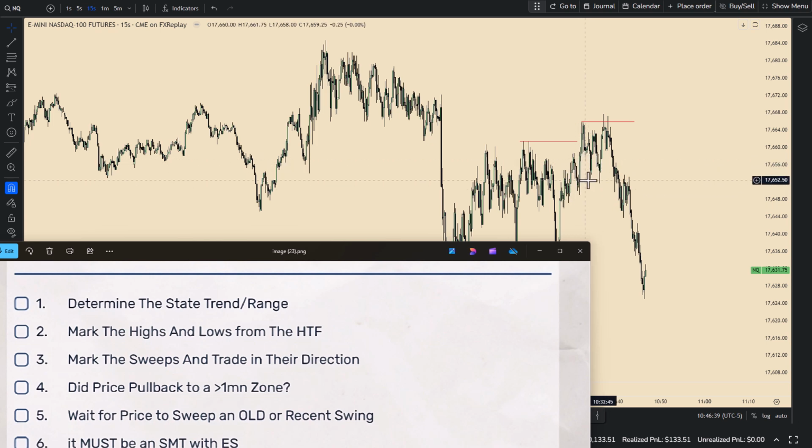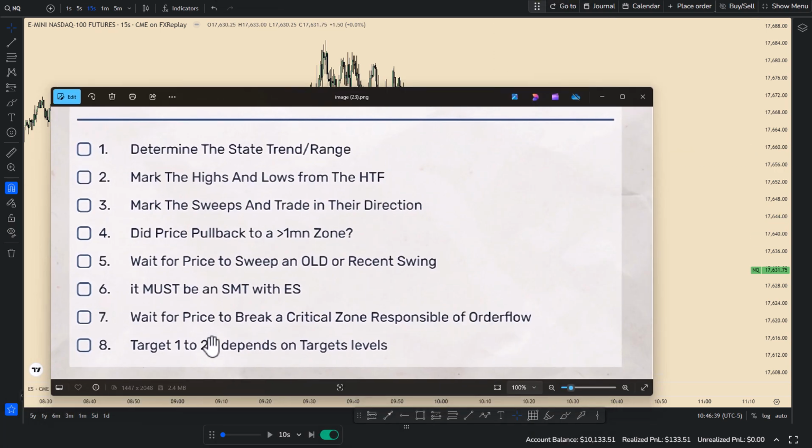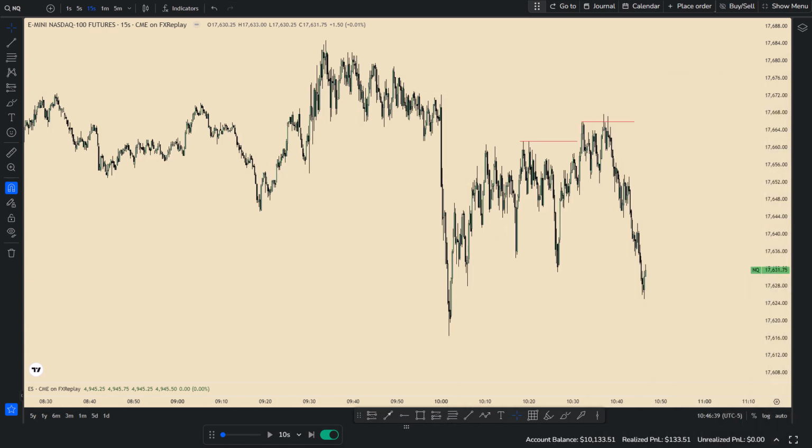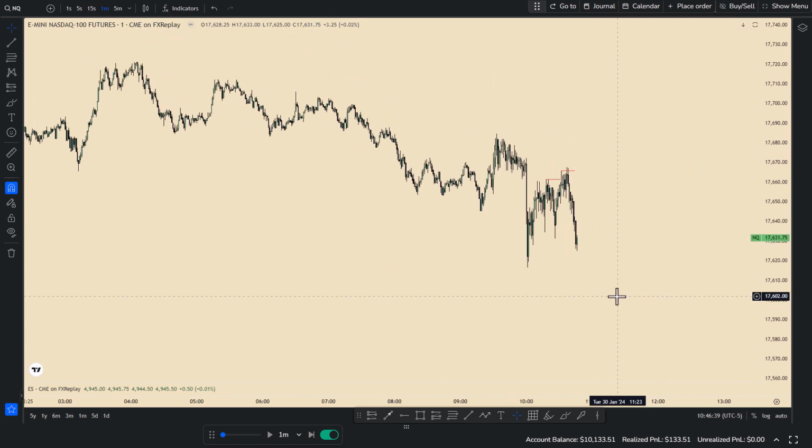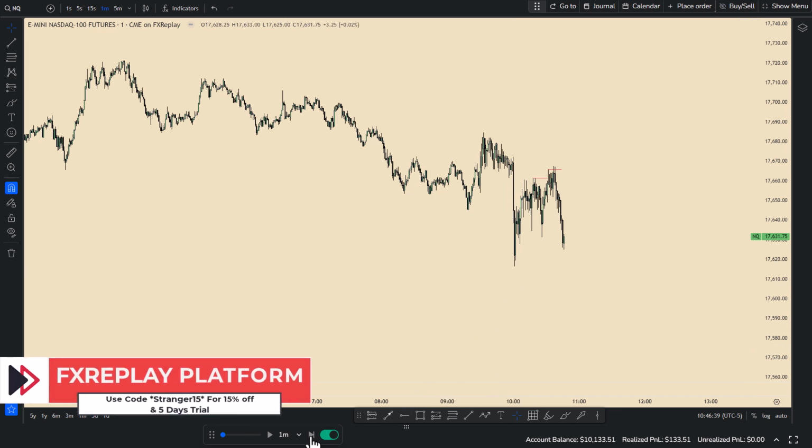This was critical because price rejected from it many times. We have a sweep here trading to the upside. So this is a critical zone. It was the one responsible for the order flow, right? Once we break it, there's a good chance that we're going to trade lower. And then the target. That's the checklist. I'm not going to go through it once again. I'm going to show it only for this trade. So let's continue. Let's go back to the 1 minute. There's a good chance that we're going to trade to here.